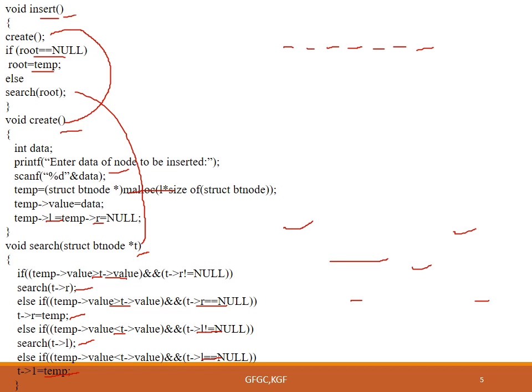Before going to the insert, create, and search functions, let us have some idea of what a binary search tree is. A binary search tree is a tree which works under this condition. The node which has to be inserted is compared with the root node. If it is less than or equal to the root node, it proceeds to the left-hand side. If it is greater than or equal to the root node, it will proceed to the right-hand side.